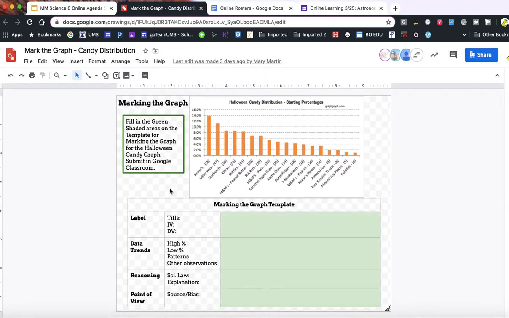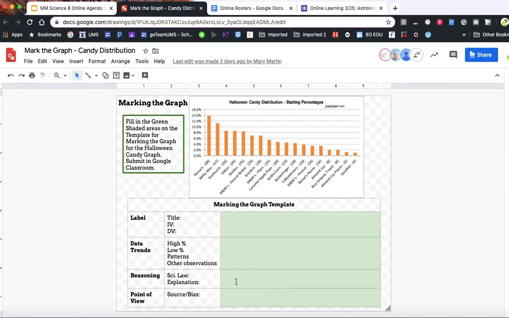Yesterday, when you did mark the graph, most of you did the first two really strongly. Title, independent variable is the x-axis. The dependent variable is the y-axis. High points and low points were easy for you to identify. And there is a decreasing pattern, but that was because the graph was organized that way, not because there was one set pattern.